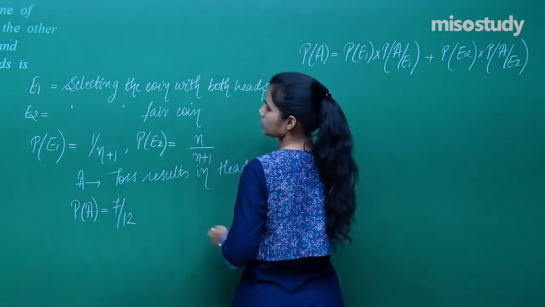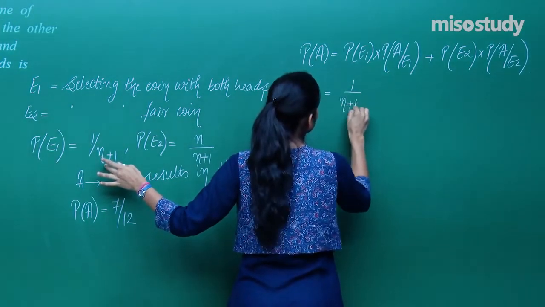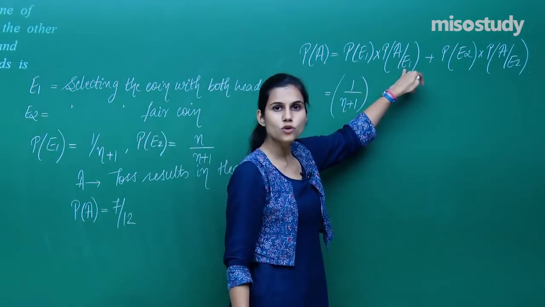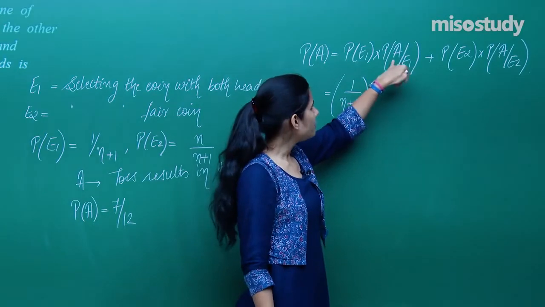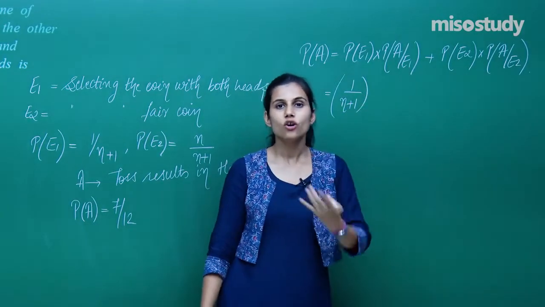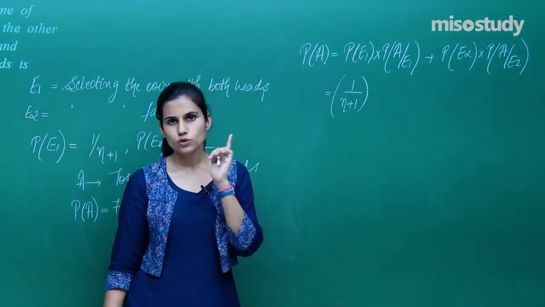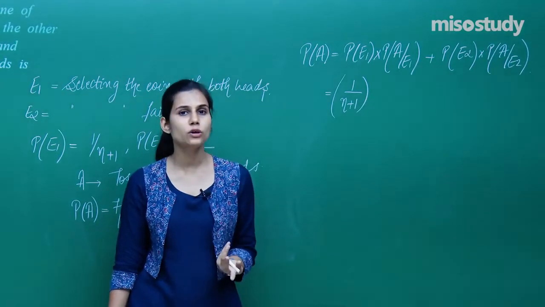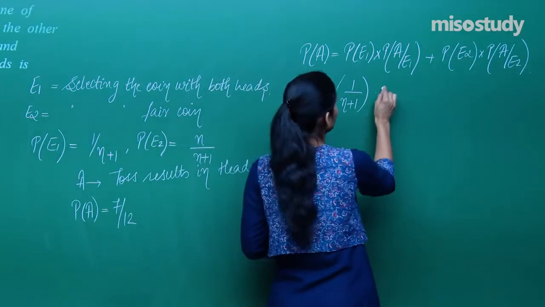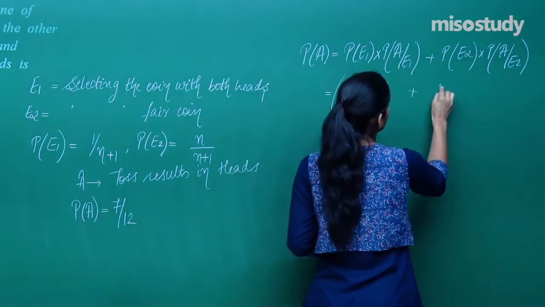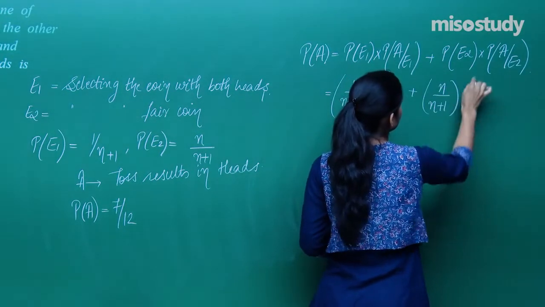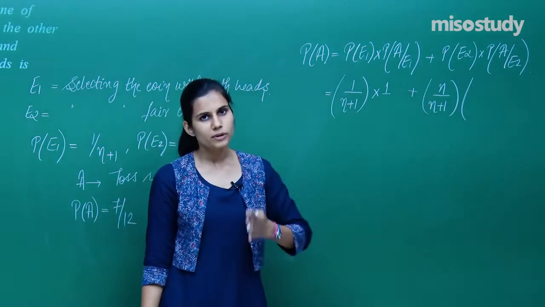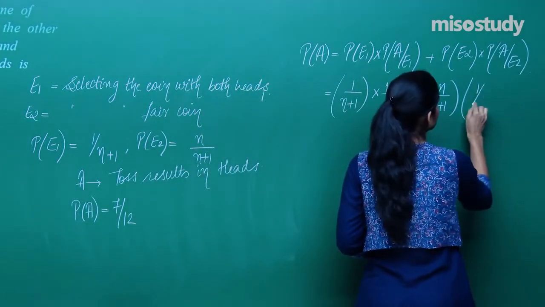So probability of E1 is what? 1 by n plus 1. What is the probability of happening of event A when E1 has already taken place, means what is the probability that you are going to get a head when you toss the coin which has both sides heads written? There is only one such coin, right? When you are going to toss it, there is only one possibility, head is only going to come because both the sides have heads. So this probability is 1. Probability of E2 we just found, it was n upon n plus 1. What is the probability of getting heads when you are tossing a fair coin? When you are tossing a fair coin, probability of getting heads is 1 by 2. Probability of getting tails is 1 by 2.